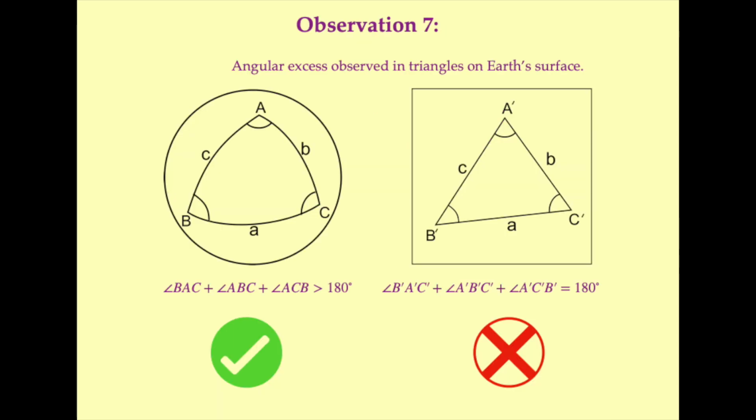Our seventh observational dataset again comes from the field of surveying. In this case, we look at any three widely separated points on Earth's surface. These points define a triangle. Now, if the Earth were flat, this would be a planar triangle and the internal angles would add up to exactly 180 degrees. But in practice, we observe that for any three widely separated points, the angles always add up to more than 180 degrees, which is entirely consistent with the spheroidal geometry.